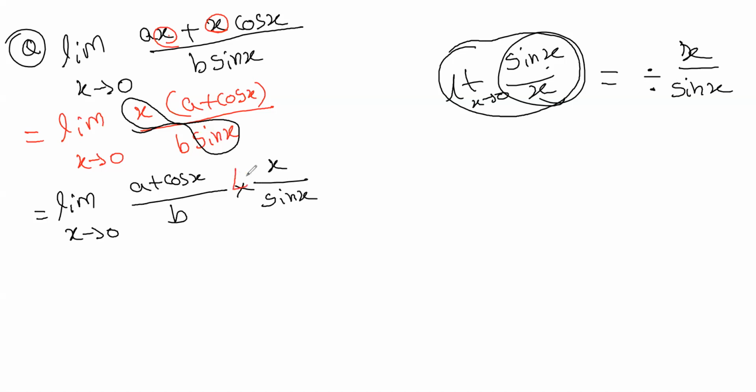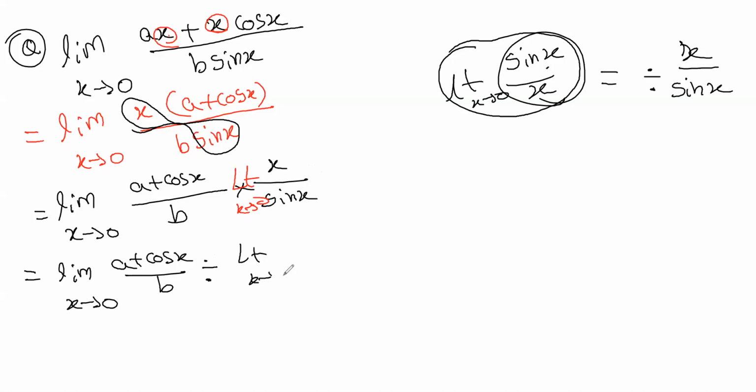I can apply the limit. This is the next step: applying the limit to the second function also. So now limit x tends to 0. Once you know this, then it's all just a breeze. In multiplication, I can make it into division, right? Sin x by x.